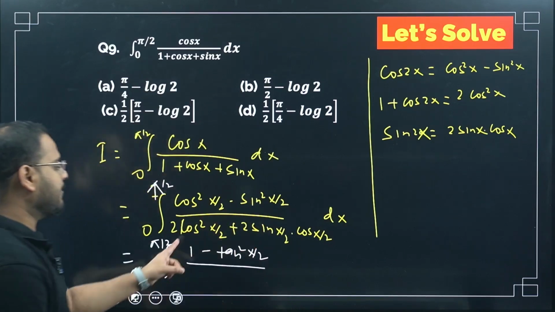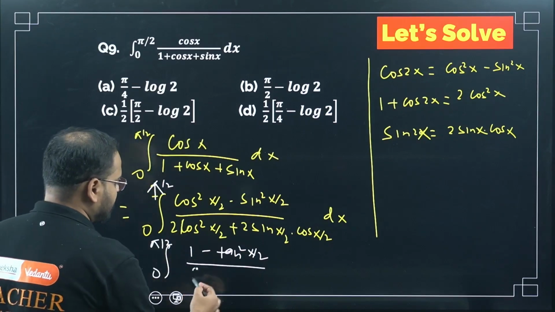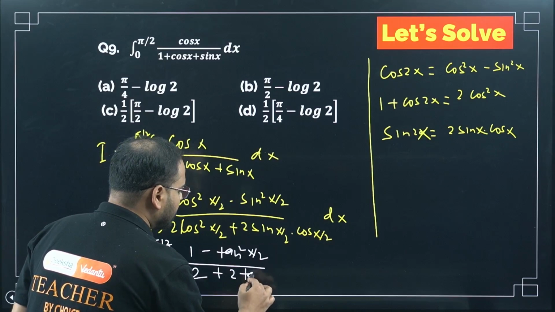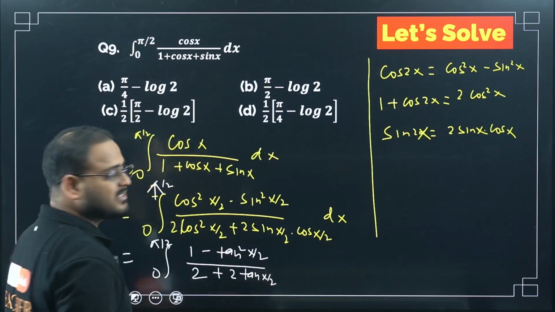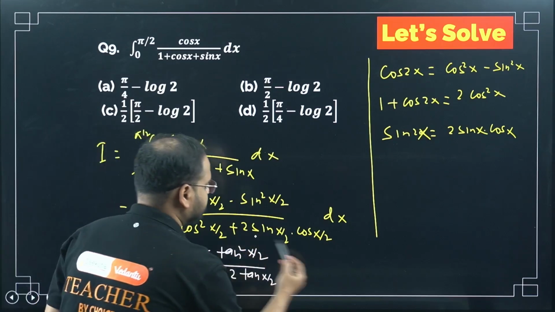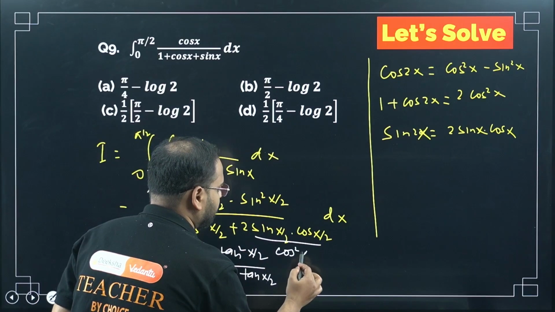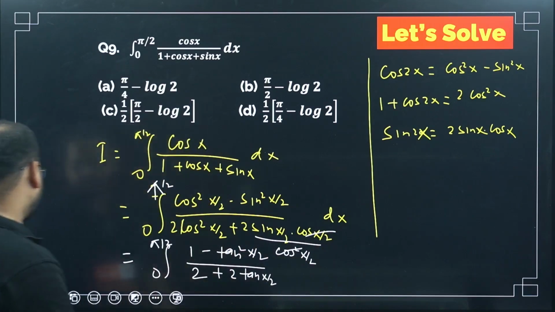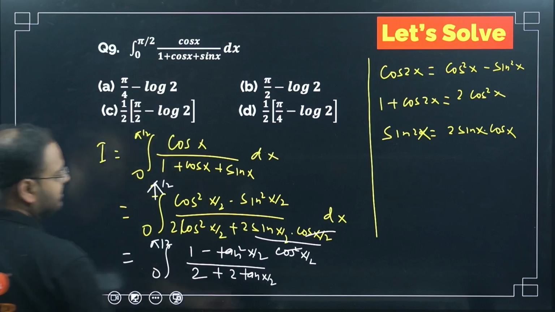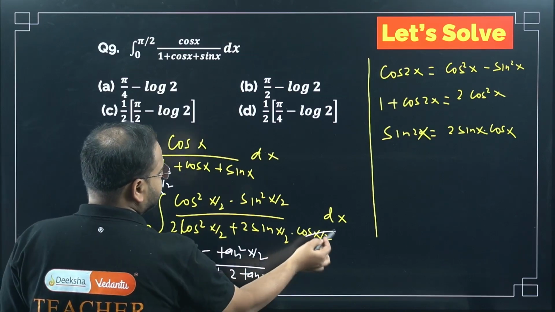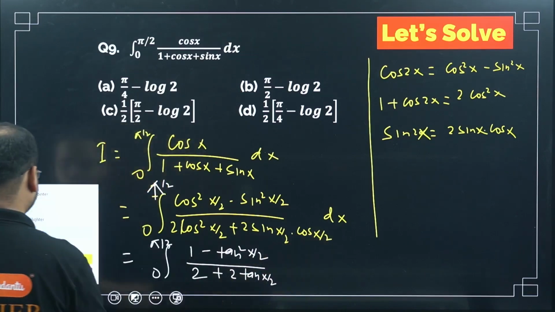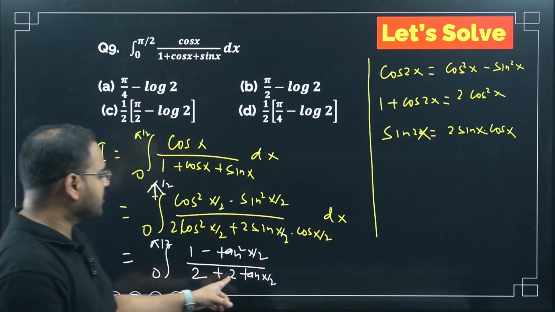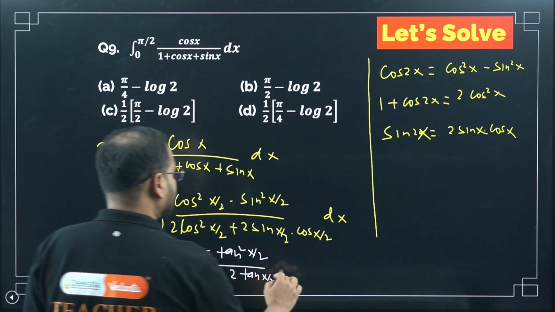Divide this thing. If I divide by cos square, it will become what? Simply 2. And what will this become? Plus 2 tan x by 2. Why, sir? If you divide by cos square, one cos will cancel the square, and sin by cos will become tan. So let me just erase this part. I am writing this directly. I hope you understand. So I get 2 plus 2 tan x by 2, again with dx.